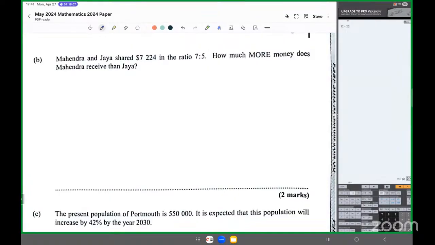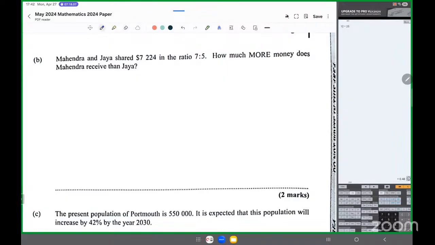What we can do, we can work out how much each of them get and then take the difference. Right? So you could say one of them gets 7/12 of that, and the other one gets 5/12 of that. The difference is 2/12. So you could actually calculate 2/12 of this number to see what the difference is. But understand that? Because the difference in the ratio is 2.